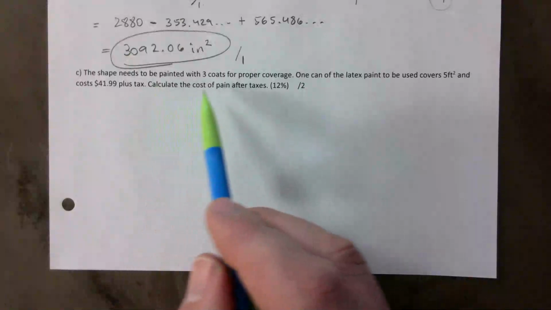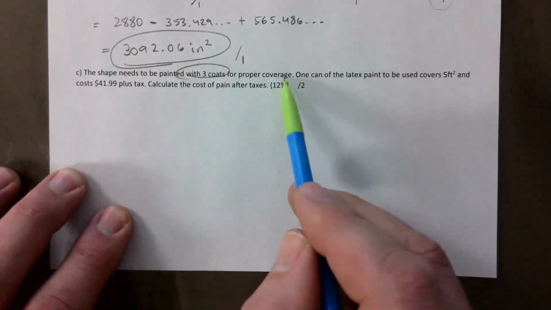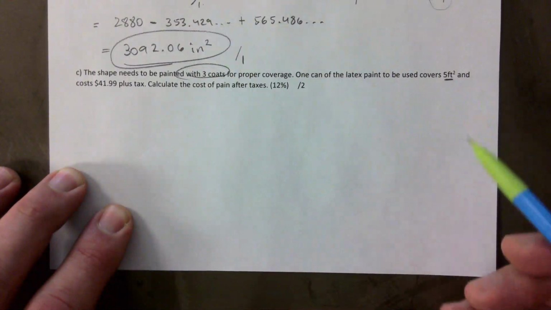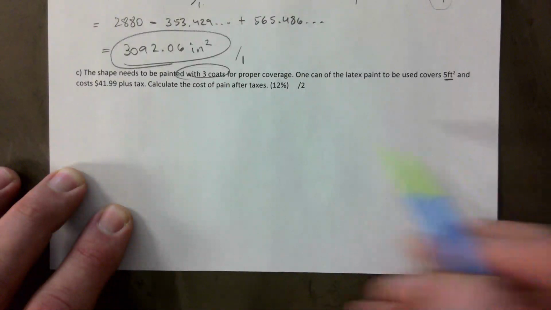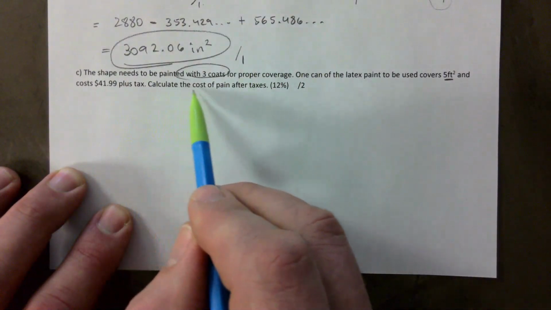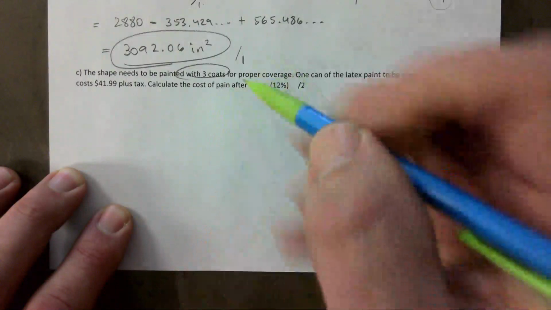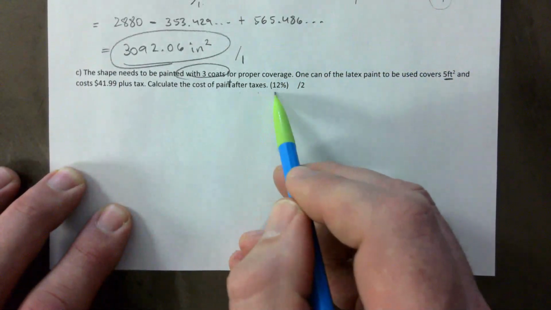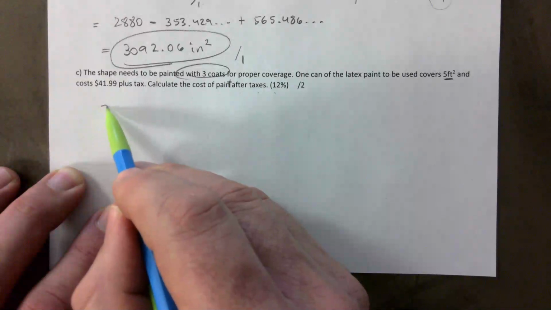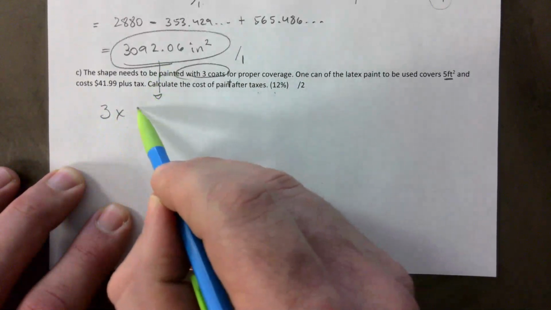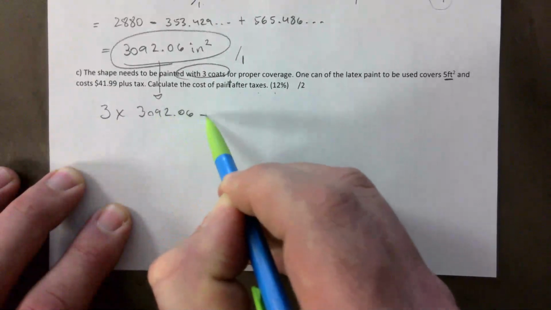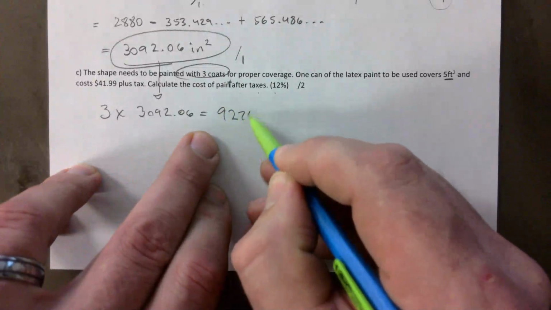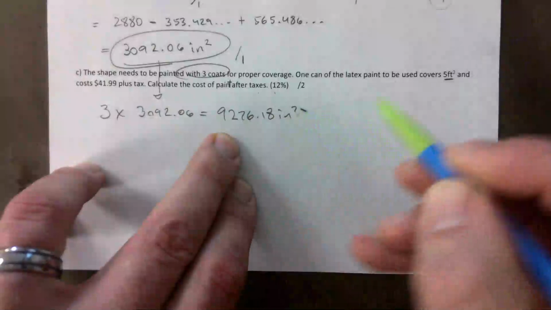See, the shape needs to be painted with 3 coats for proper coverage. 1 can of latex paint covers 5 square feet and costs $41.99 plus tax. Calculate the cost of the paint. It is a paint, right? So it kind of is fitting after tax. So you need to go like this: 3 times whatever you got up here. And that would give you 9276.18 square inches.